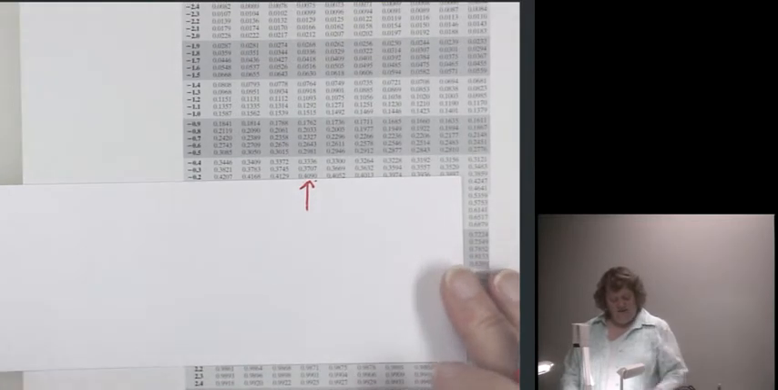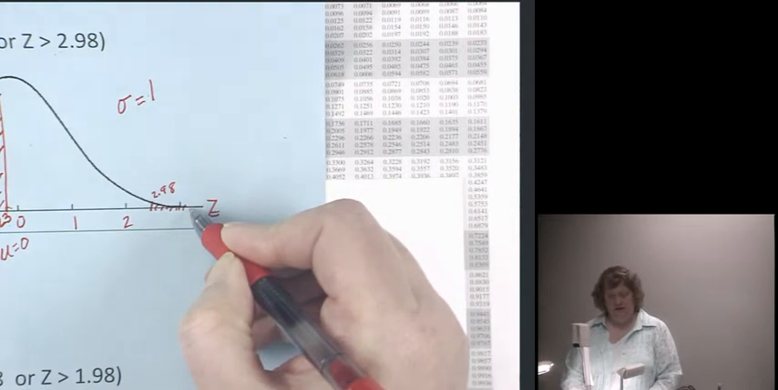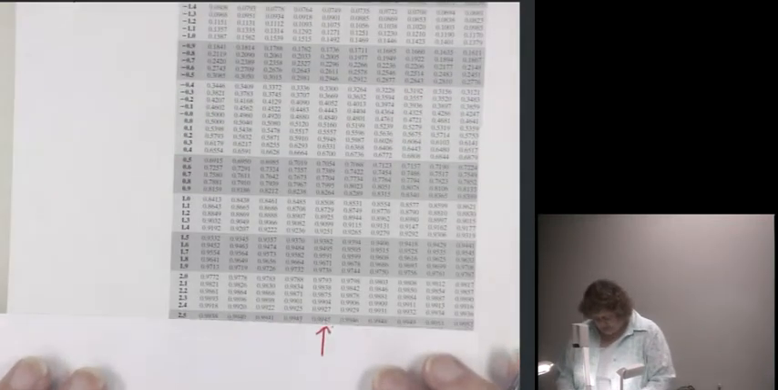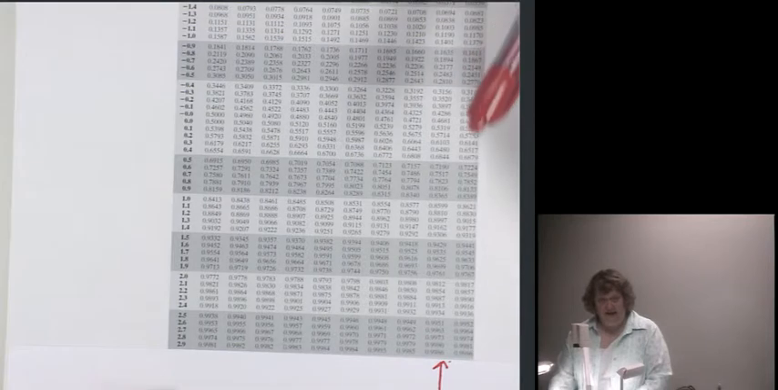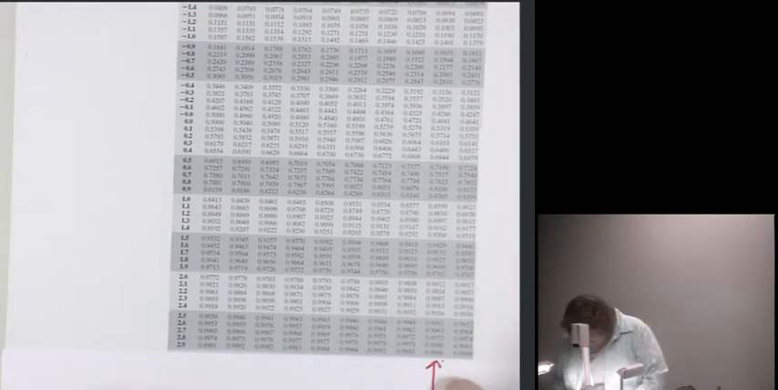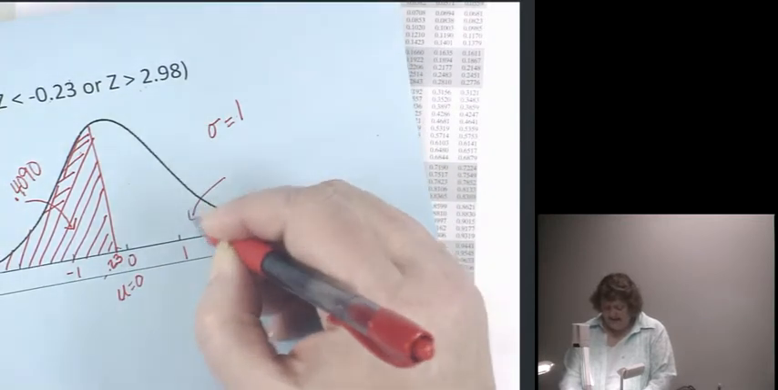Okay, now the problem is that's not the only area. I have a little area out here on this tail as well. This area is a greater than area, so to find it, I need to look up 2.98. That comes down here to the 2.9, and then over to the 8 column, and coming down the 8, that gives me 0.9986.